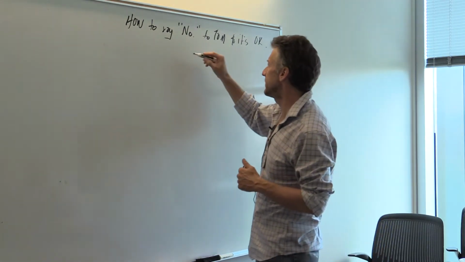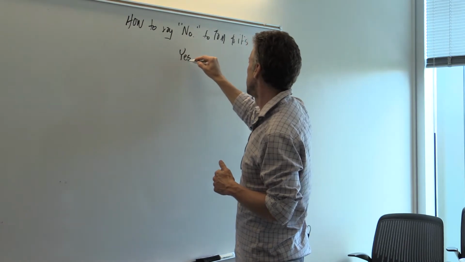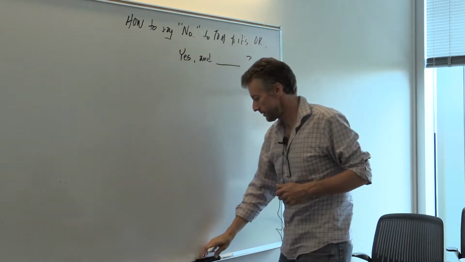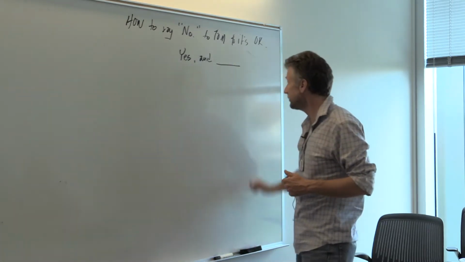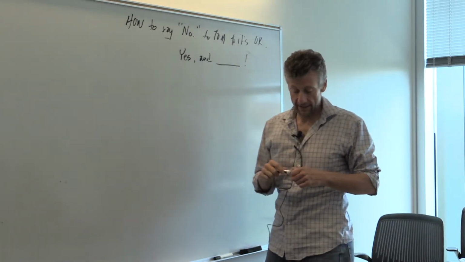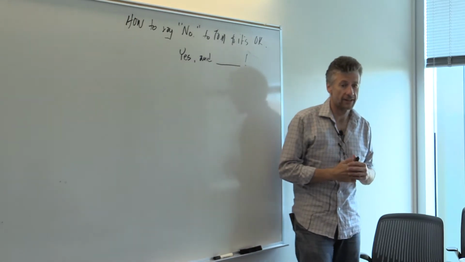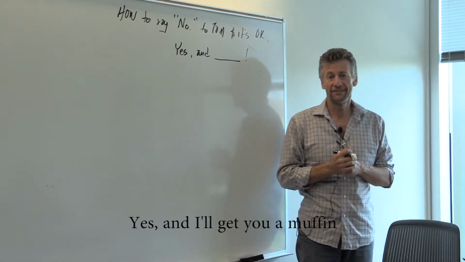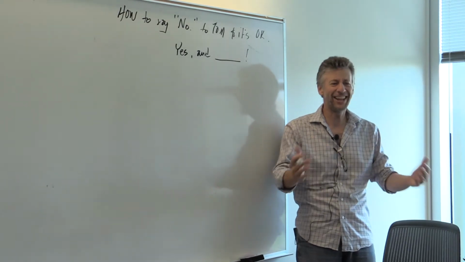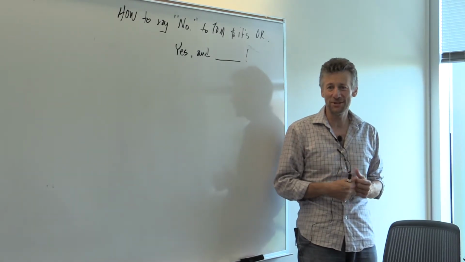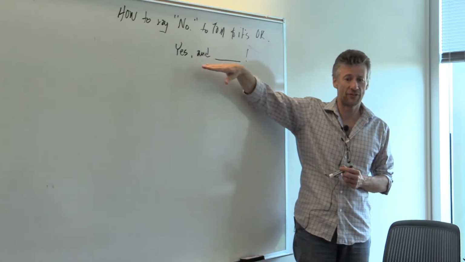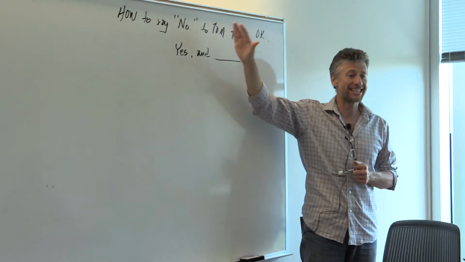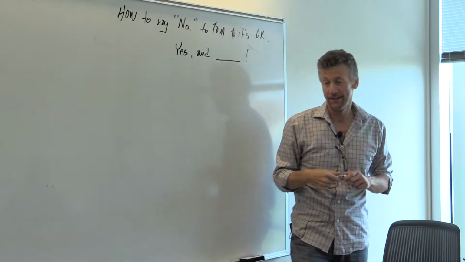The first one is to say yes, and! That comes with an exclamation mark. So let me see if we can improv theater this. Emma, will you go make me a cup of coffee? Yes, and I'll get you a muffin. I love that. This is like my favorite response. This is the most positive thing that you can respond with: yes, and I will do more. I will exceed the request. That was brilliant, by the way.